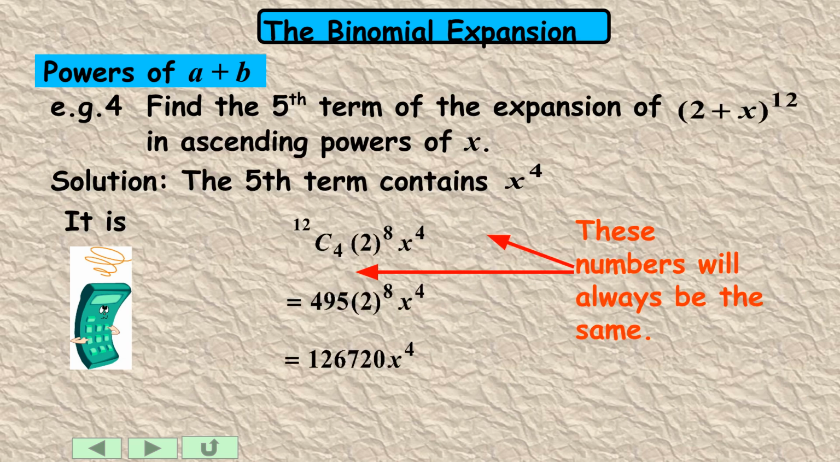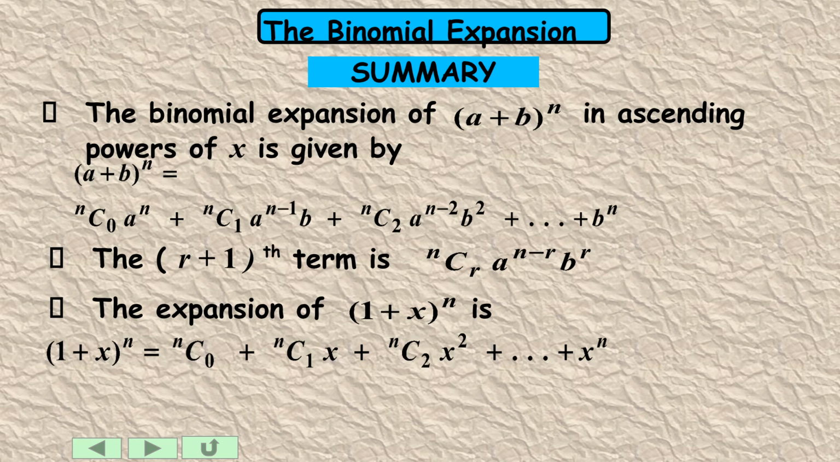For instance, n choose r is equal to n choose n minus r. Therefore, the coefficients are symmetrical. For example, n choose 0 equals n choose n, n choose 1 equals n choose n minus 1, and so on. Let's look at some generalizations.